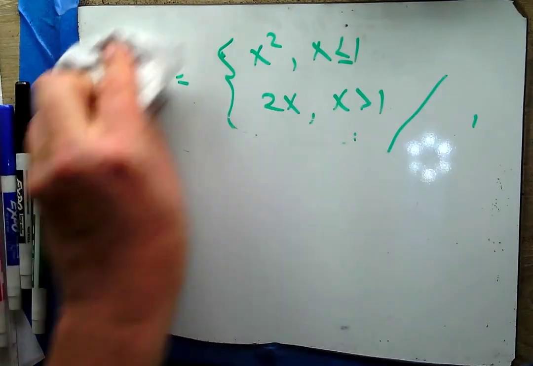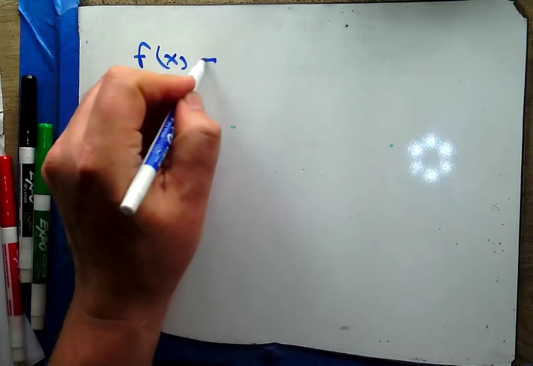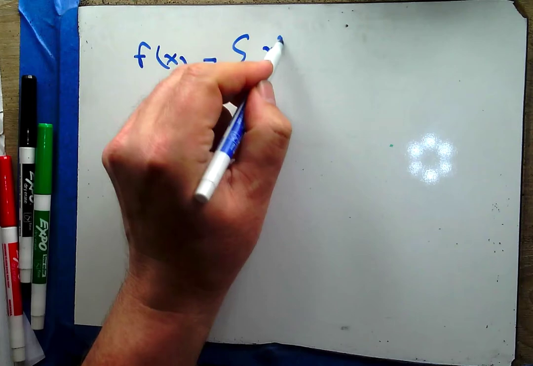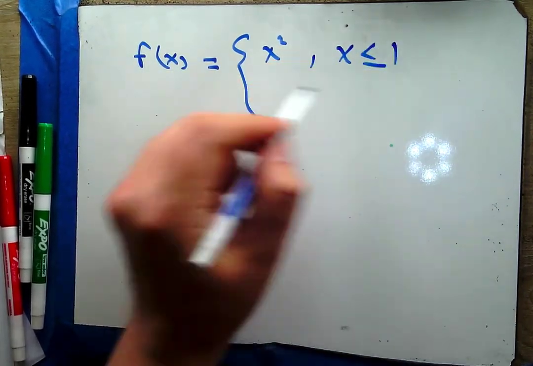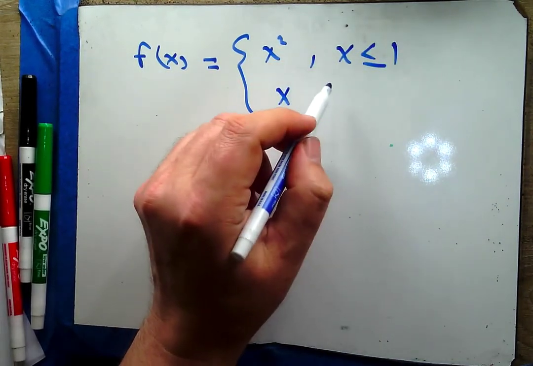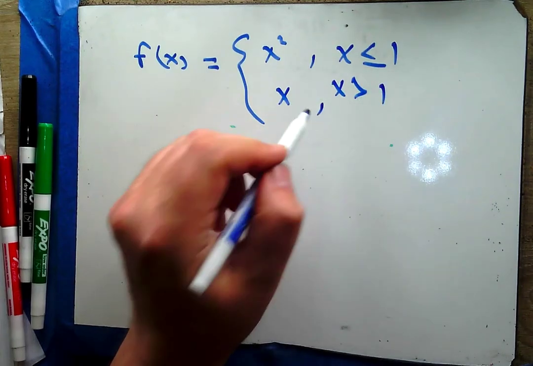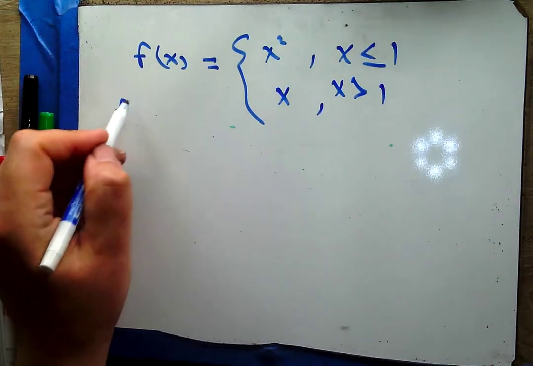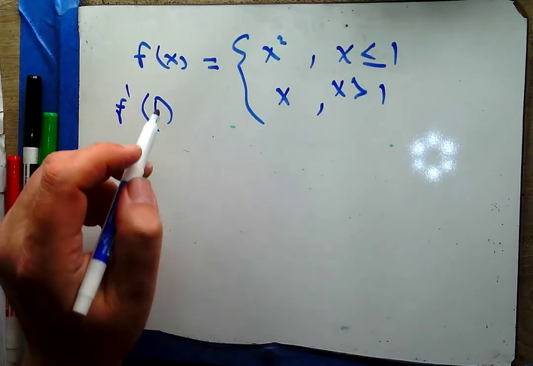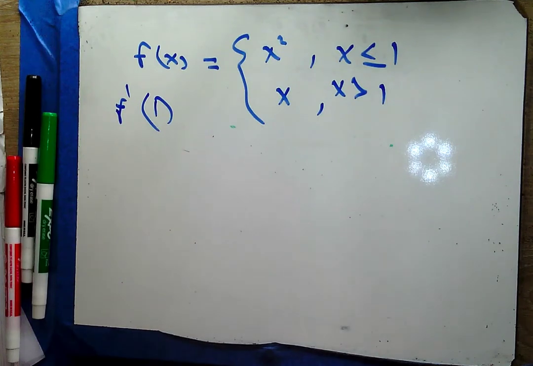Okay, how about this one? f of x equals x squared for x less than or equal to 1, but now we have x for x greater than 1. Does f prime of 1 exist? And if it does, what's its value? Why don't you pause the video and try this one?